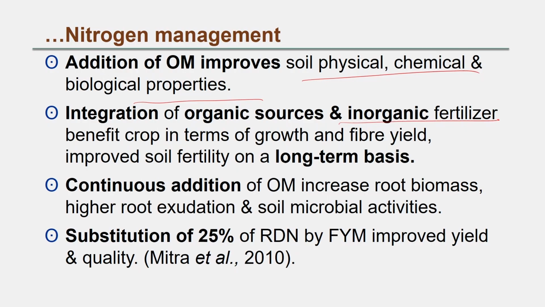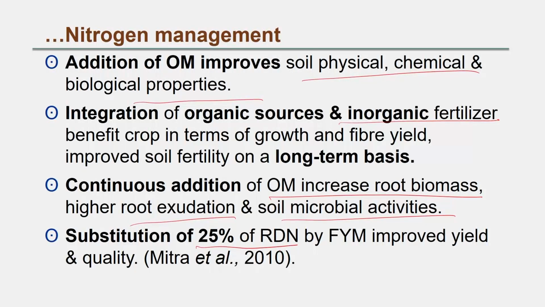Continuous addition of organic matter increase root biomass, higher root exudation and soil microbial activity. Because organic matter acts as a food for microbes and these microbes multiply when we freshly add the organic matter into the soil. Substitution of 25% recommended dose of nitrogen by farmyard manure improved the yield and quality. So, Mitra and co-workers 2010 reported that one can easily substitute 25% nitrogen by farmyard manure.